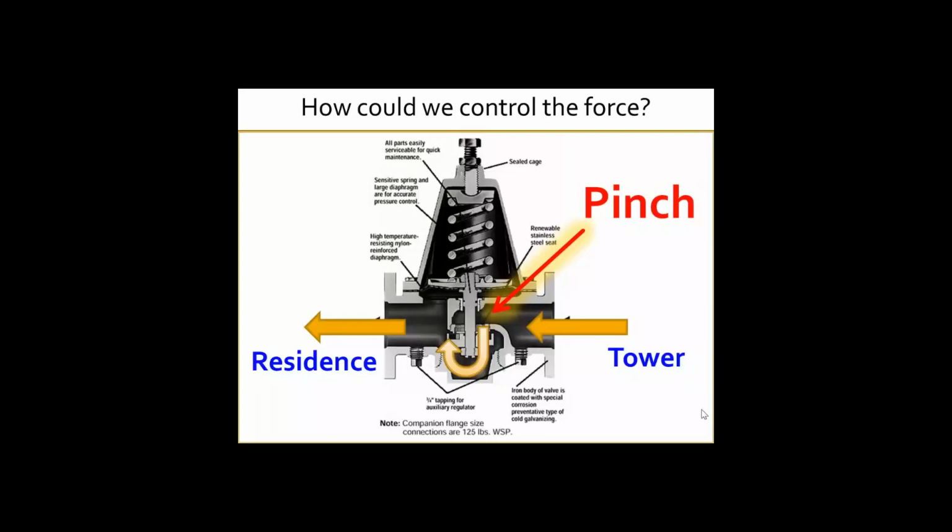So the adjustment of the spring determines how much water pressure you're going to get. It's a regulator. It regulates pressure. So there's the spring, and the spring is pushing down to open the valve. The water pressure from the house is pushing back to close it.